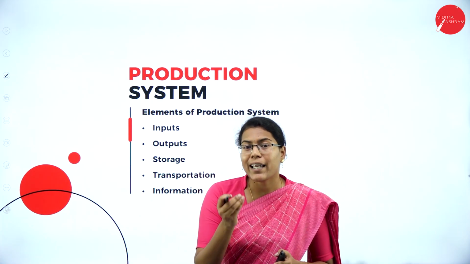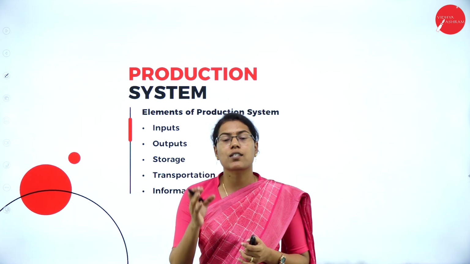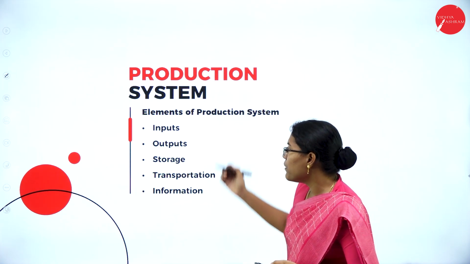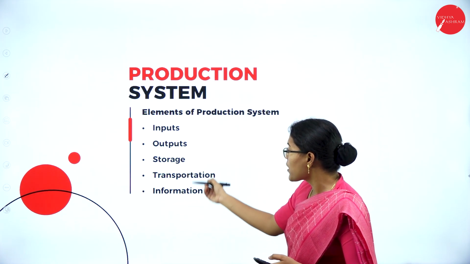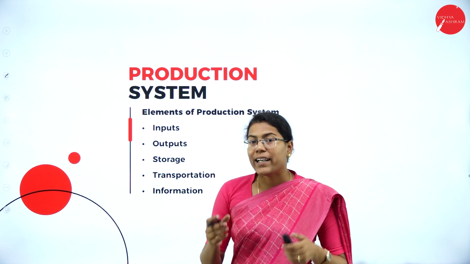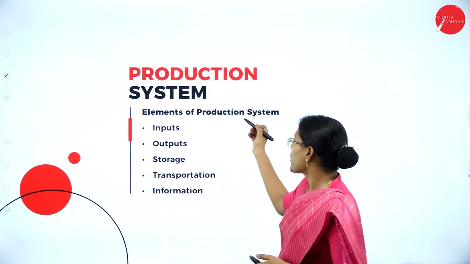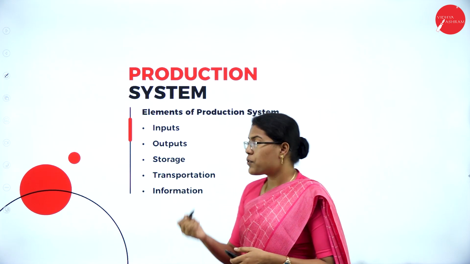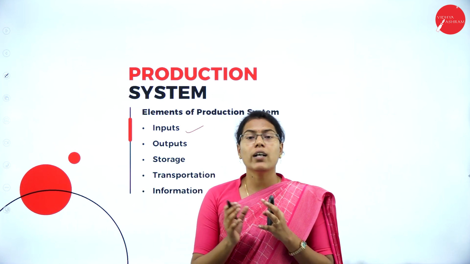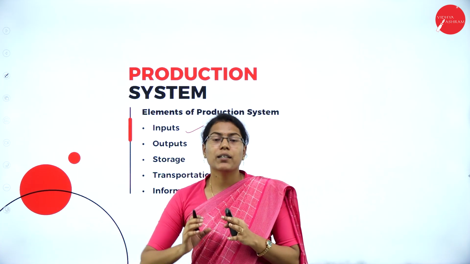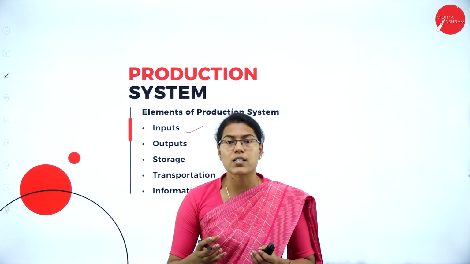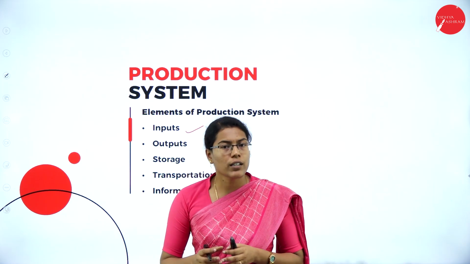So there are many elements that are involved in the process of this production system. This involves various elements like inputs, outputs, storage, transportation and information. Let us study the elements of production system one by one. First we have inputs. Here inputs are all kinds of resources, either material resources or raw materials or human resources, that are used in the production process.